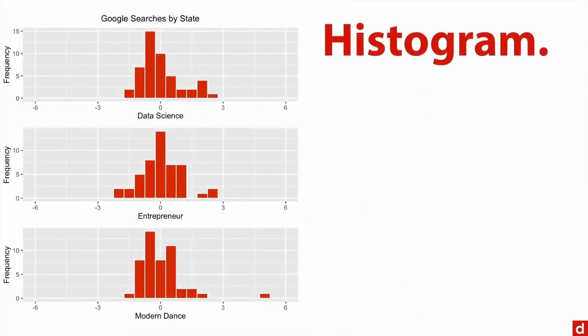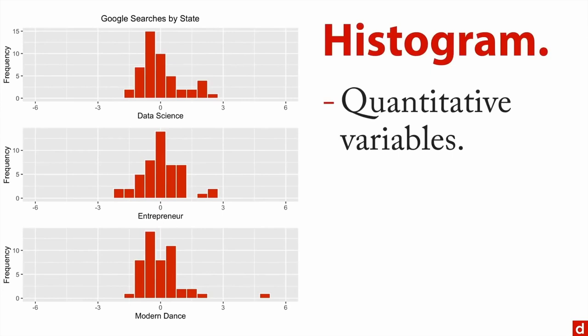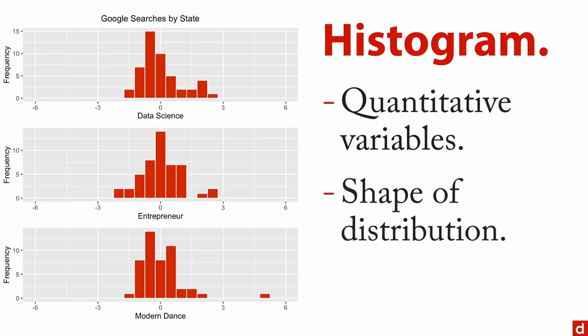Next, if you have quantitative variables, you're going to want to do a histogram. Again, quantitative, so interval or ratio level or measured variables. And these let you see the shape of a distribution and potentially compare many. So here are three histograms for Google searches on data science and entrepreneur and modern dance. And you can see mostly they're normally distributed with a couple of outliers.